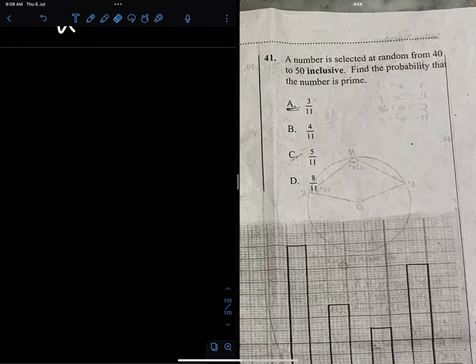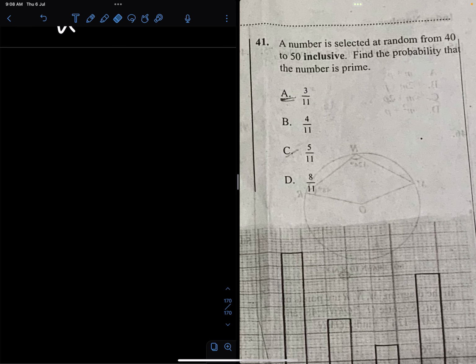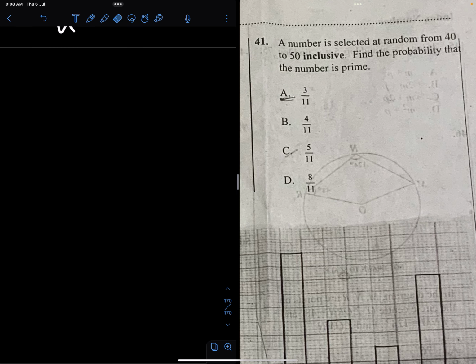Now we go straight to the next, and that's number 41. A number is selected at random from 40 to 50 inclusive. That means 40 and 50 are also included. Find the probability that the number is prime.